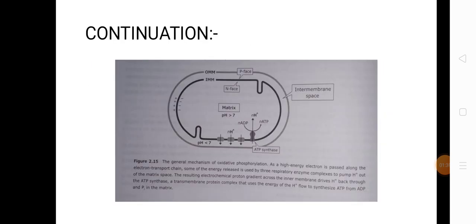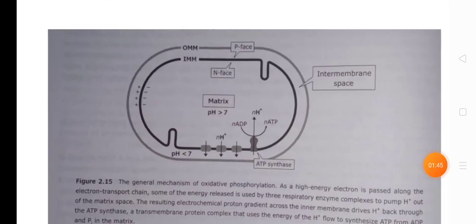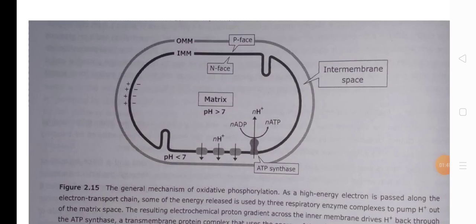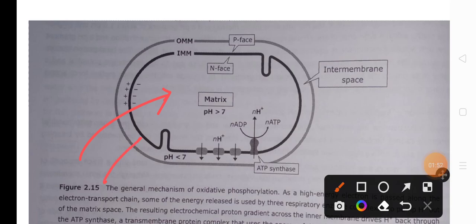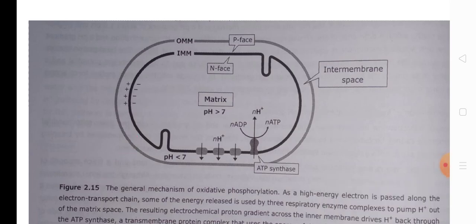Then let's start with the diagram to understand what the chemiosmotic coupling theory is. Here you can see the mitochondria, right? This is the matrix, this is the inner membrane space, and this is outside. Now what is the idea?